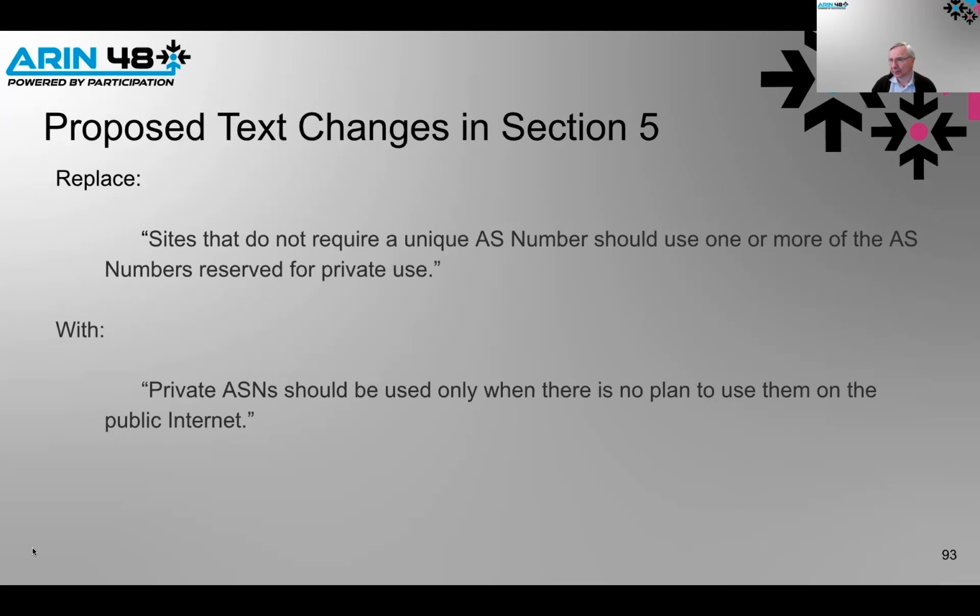As a result of this, there have been a number of proposed changes to the text by the authors. To this point, the shepherds have not yet edited this text in any way. And this is one of the changes right here. "Sites that do not require a unique AS number should use one or more of the AS numbers reserved for private use" is being changed to "private ASNs should be used only when there is no plan to use them on the public internet." That is one of the proposed changes. Next slide, please.